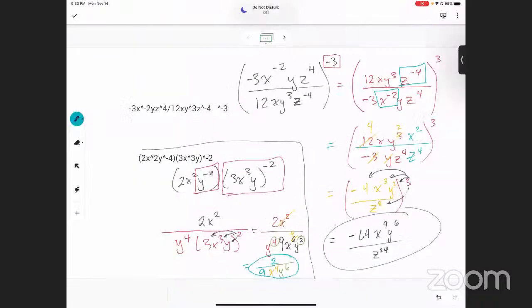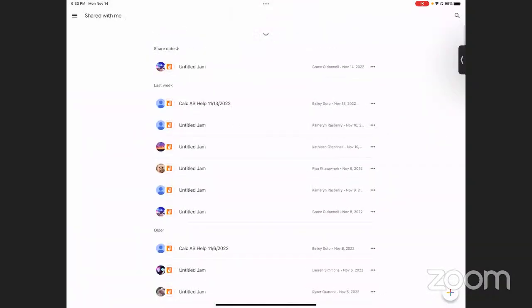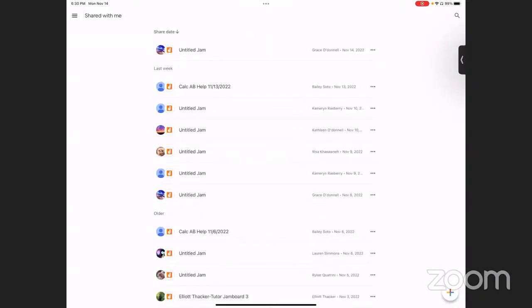We're dealing with some honors geo right now, and we're talking about the Unit 4 review. Riker, did you share that Jamboard with me yet?